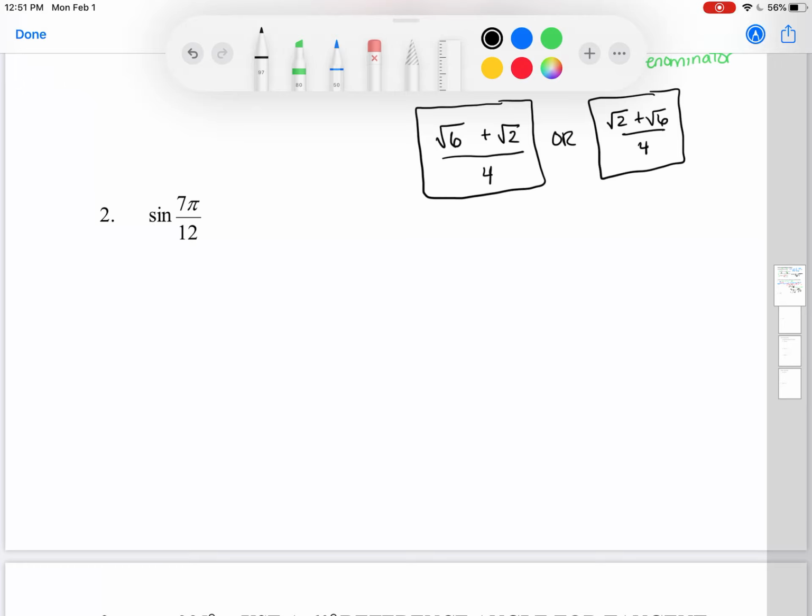the beauty of radians is that we can always convert to degrees. All right, so notice that sine of 7 pi over 12, that's in radians. Right off the bat, can you think of two angles that add up to give you 7 pi over 12, or even subtract to give you 7 pi over 12? Okay, the fact that these are radians really confuses not only you guys, but also me, okay?